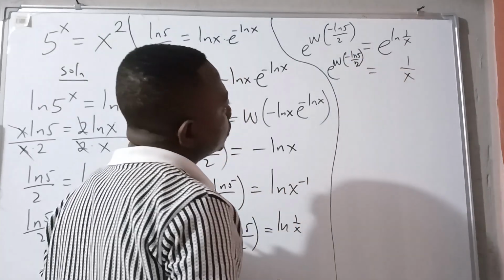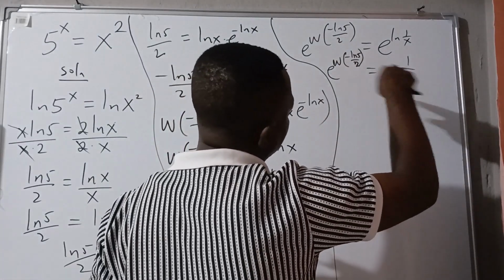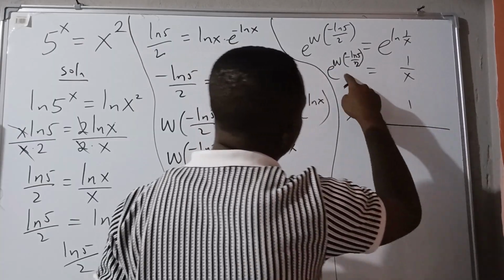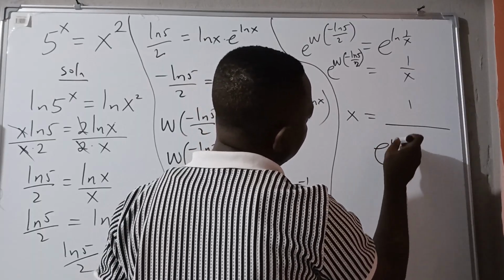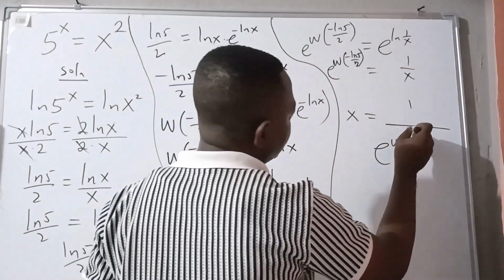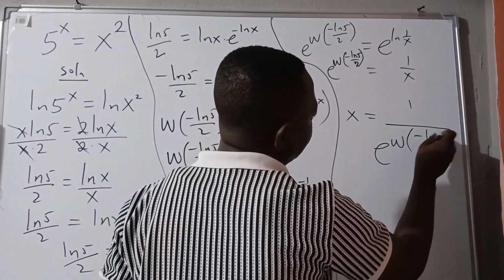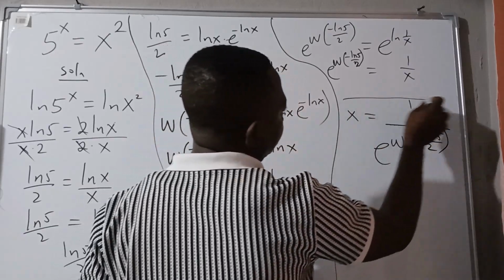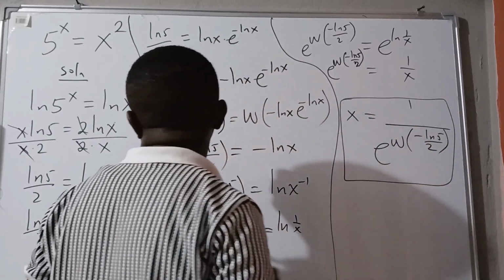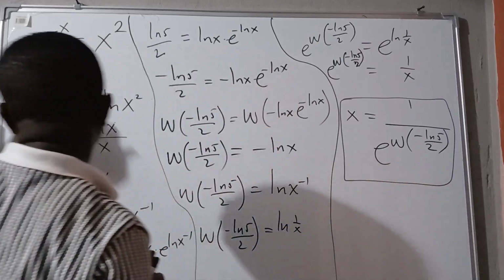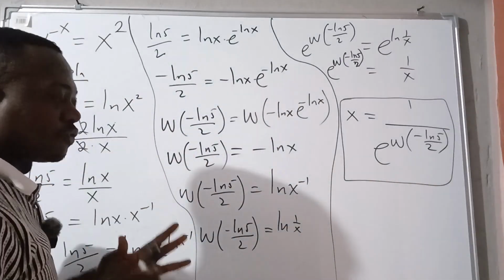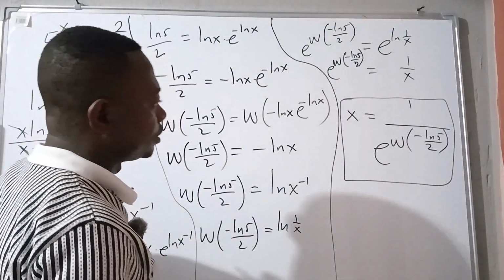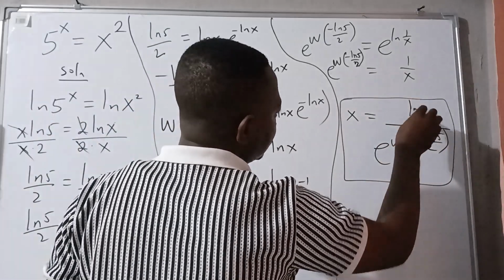To solve for x, we can interchange this one. So we have x equals 1 on e raised to W, bracket ln of minus ln of 5 on 2. So that's the answer. When you plug this one into Wolfram Alpha, the solution will pop up. So 1 on that, 1 on this.